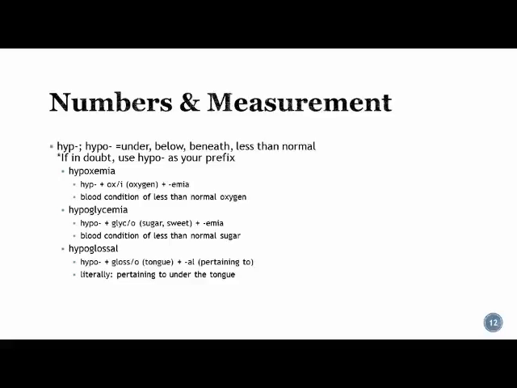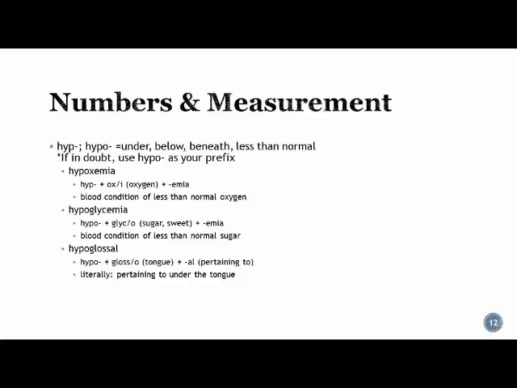Now, hypo. Hyper you won't use very much, so if in doubt, use hypo. It means under, below, beneath, less than normal. It is the opposite of hyper. So hypoxemia, emia, a blood condition of less than normal oxygen. Hypoglycemia, a blood condition of less than normal sugar. Hypoglossal, literally pertaining to under or beneath the tongue.